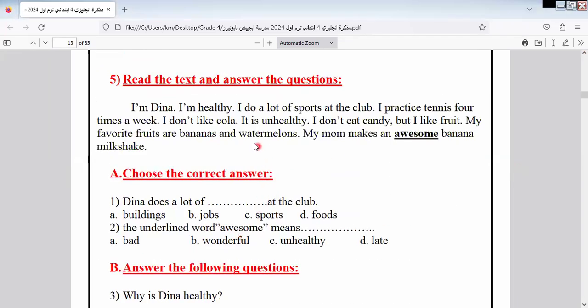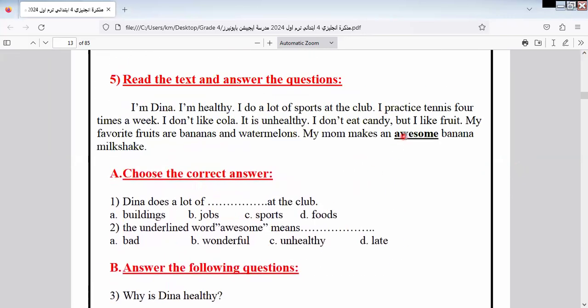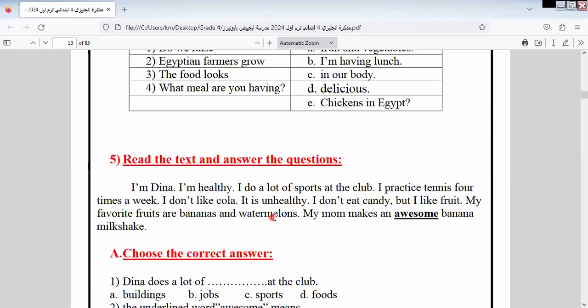Why is Dina healthy? Because she does a lot of sport at the club. What is the favorite fruit for Dina? The favorite fruit is what? It will be bananas and watermelon. What are Dina's favorite fruits? It will be bananas and watermelons.